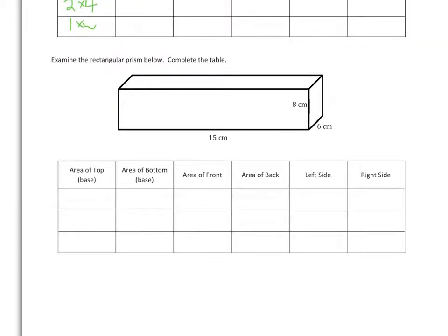So this shape says examine the rectangular prism below and complete the table. So we've got a bunch of different shapes here, but this one's not in a net anymore, so we actually have to visualize the different sides. So, area of the top and area of the bottom. When I'm looking at this shape, we can't actually see the bottom, but we can see the top. So I'll scribble this in. This is blue, that's the top, and the bottom is down here, underneath.